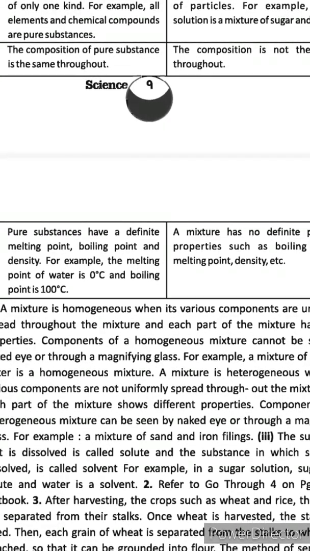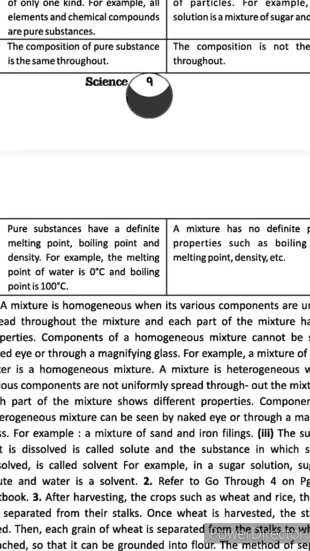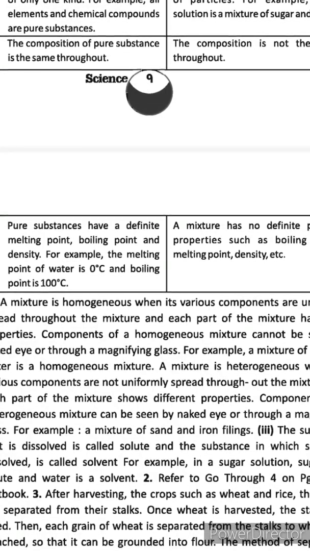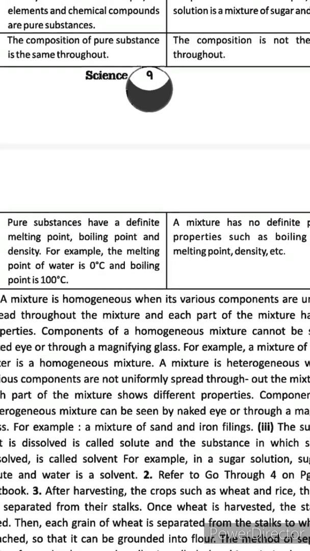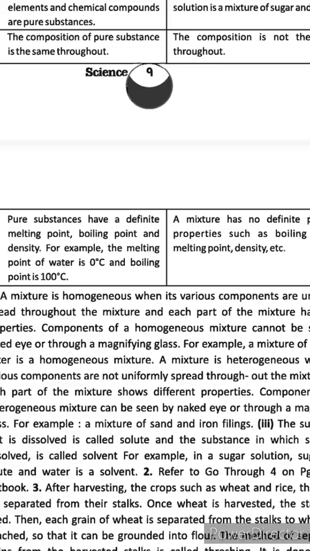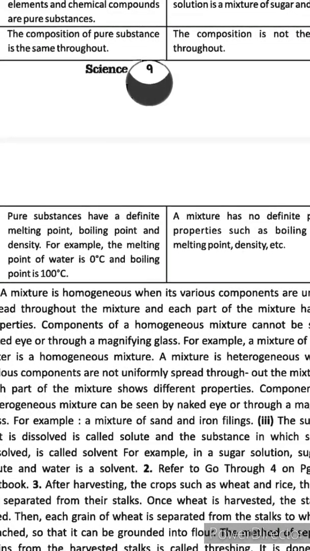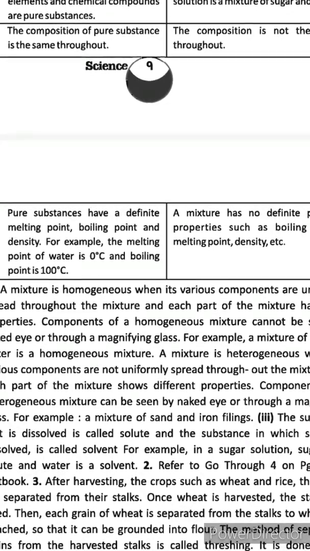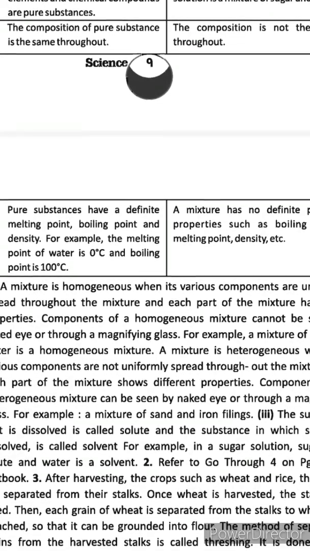And number three, solute and solvent. What is solute? What is solvent? The substance that is dissolved is called a solute, and the substance in which a solute is dissolved is called solvent. For example, in sugar solution, sugar is a solute and water is the solvent. Remember it. Okay.